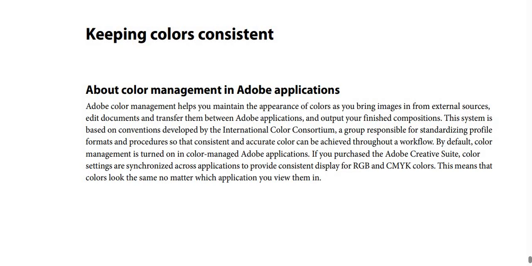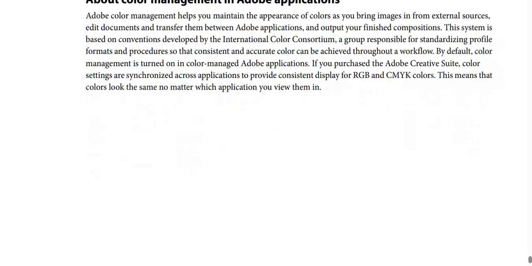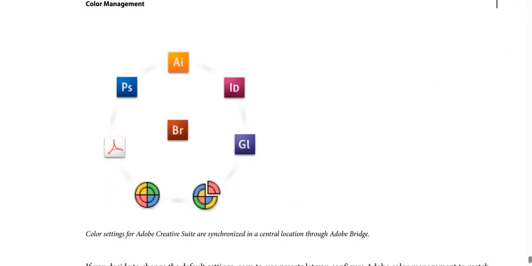By default, color management is turned on in color managed Adobe applications, and if you purchased the Adobe Creative Suite, the color settings are synchronized across applications to provide consistent display for RGB and CMYK colors. This means that colors look the same no matter which application you view them in, like the next screenshot explains. The color settings for Adobe Creative Suite are synchronized in a central location through Adobe Bridge.